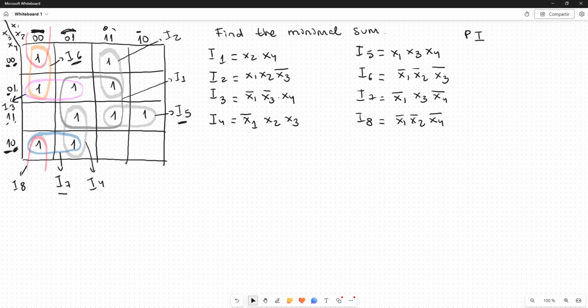So now we have to look for the essential prime implicants. We are going to look for the distinguished cells. In this kind of map, the only two distinguished cells are this one and this one, because all the other cells are covered by more than one implicant. So implicant 2 and implicant 5 are essential prime implicants, and the rest are non-essential prime implicants. Okay, so we have to start to build the minimal sum.